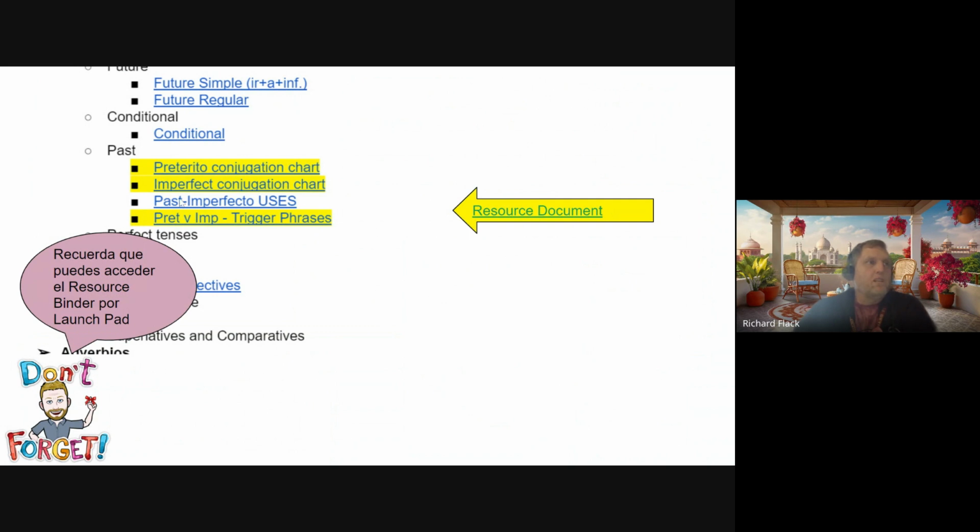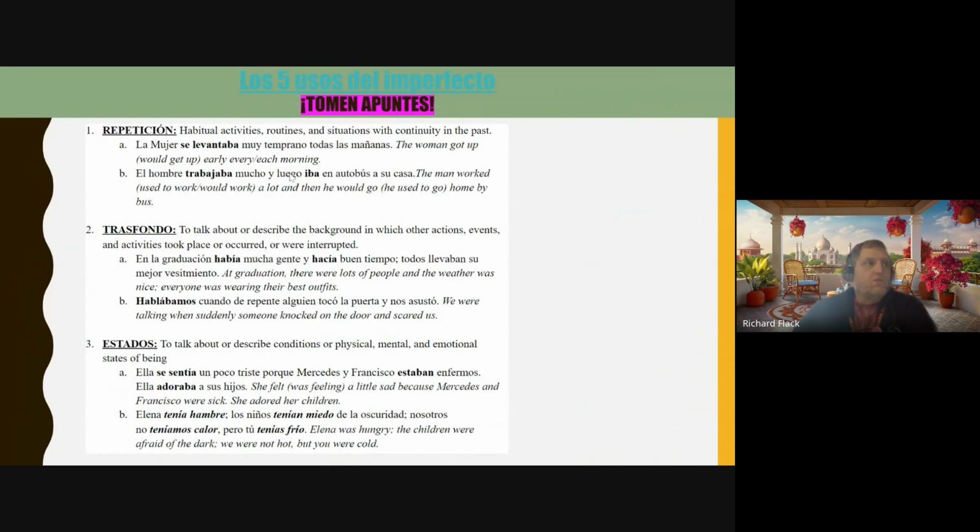All right. Remember, you have this resource sheet, past imperfect uses, right here in the middle, available to you online if you lose your packet. Okay, so you need to open your packet to this page where you have 1, 2, 3, 4, 5 uses of the imperfect tense. So a couple of these we kind of already know from the previous lesson.